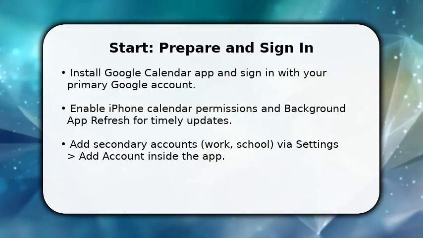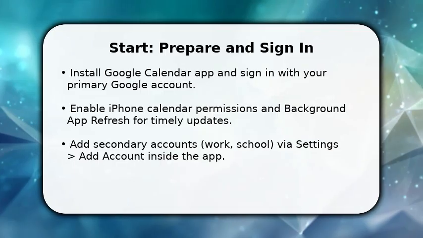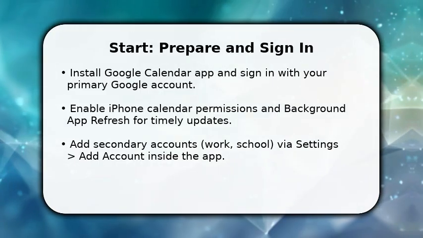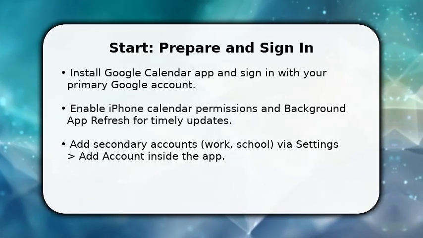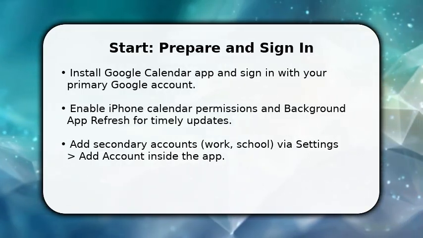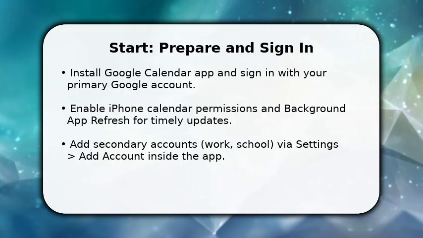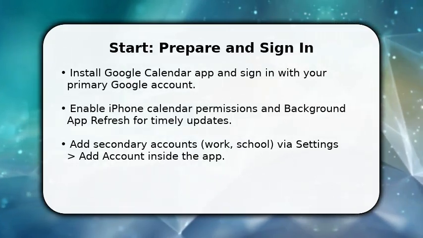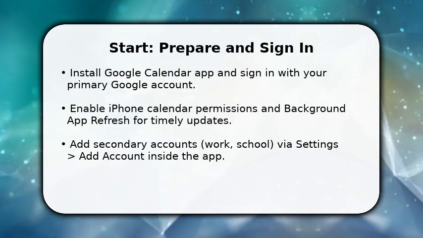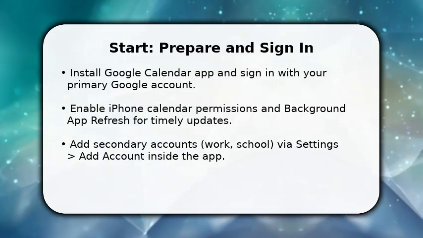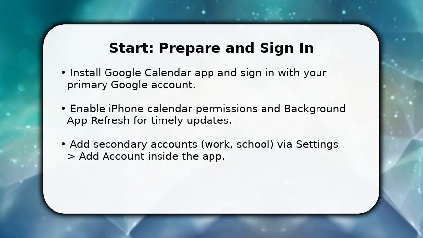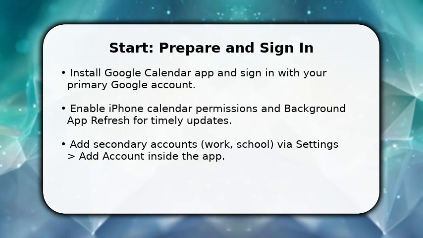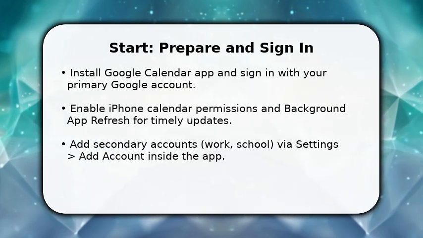You'll start by making sure the app and permissions are ready. Open Google Calendar, sign in with your main Google account, and immediately enable calendar access and background app refresh so events sync reliably. Once done, add any secondary accounts, work or school, inside the app settings so you don't miss invites. Make sure notifications are allowed in iPhone settings under Notifications for alerts. These first steps get syncing and notifications working, so you can create and manage events right away.